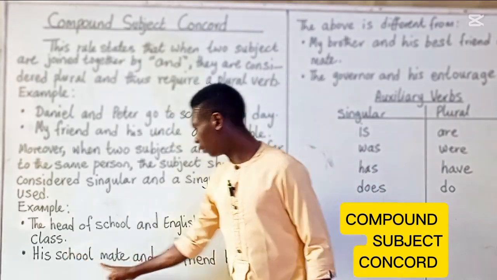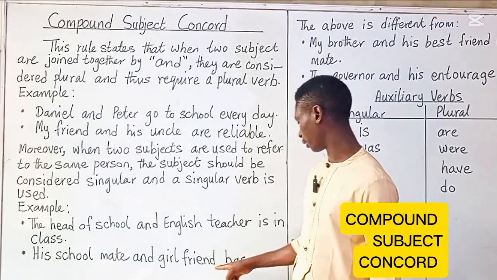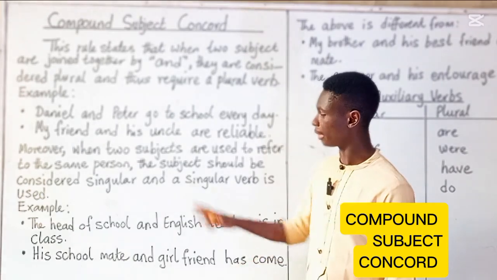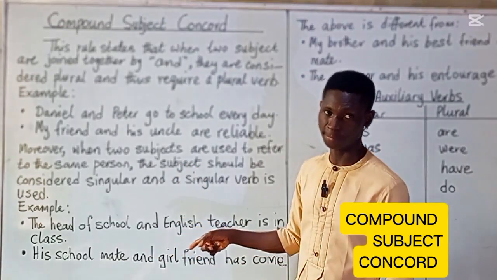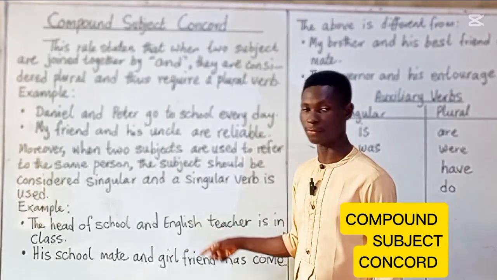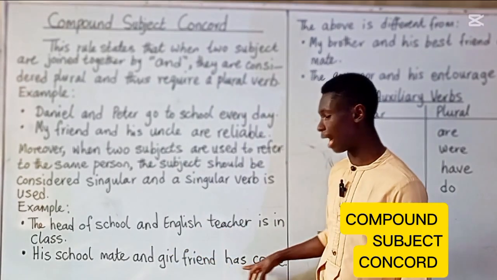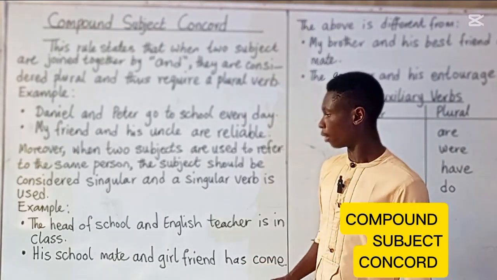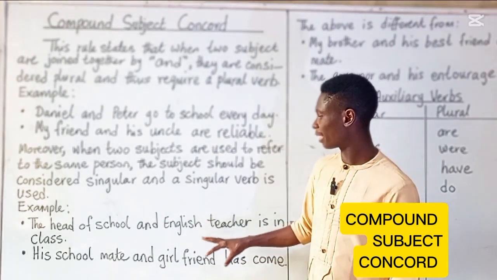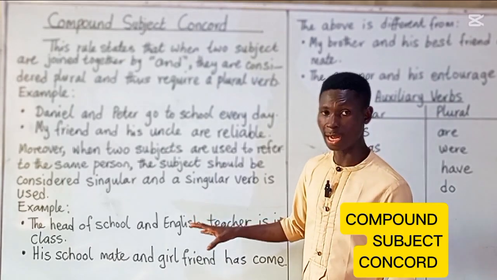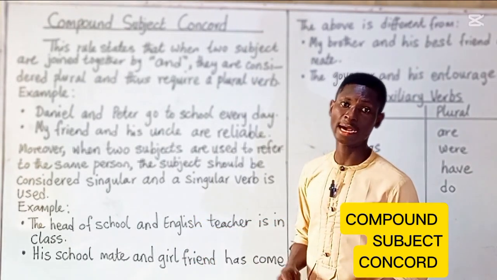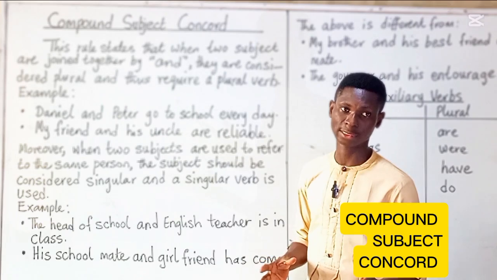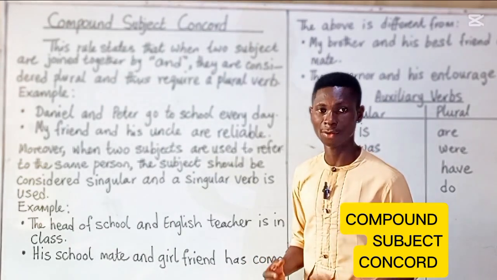Also, his schoolmate and girlfriend has come. His schoolmate is equally the same person as his girlfriend. Hence, we choose has, which is a singular verb. So this is what is applicable in a situation where we have two subjects joined together by and, which are considered as singular subjects. So we choose a singular verb.